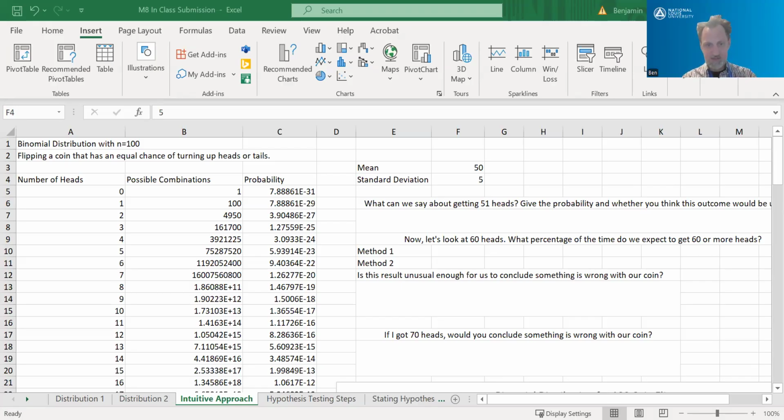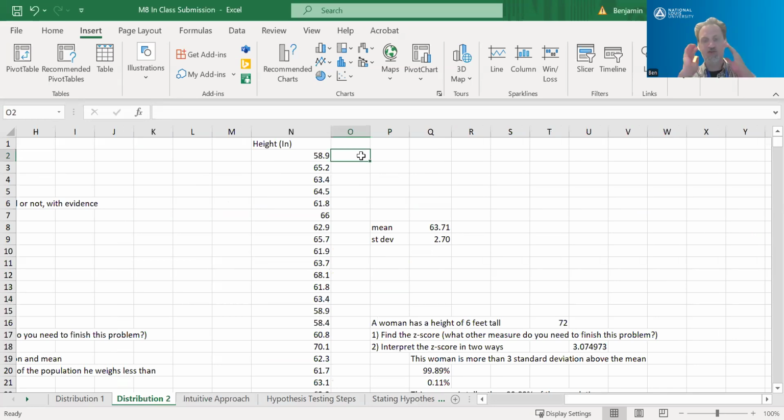That introduces hypothesis testing. This is a challenging topic, and I wanted to start with the intuitive approach I've got pulled up here, but actually before jumping into that, I wanted to start back here at our heights and talk a little bit about what this is about.